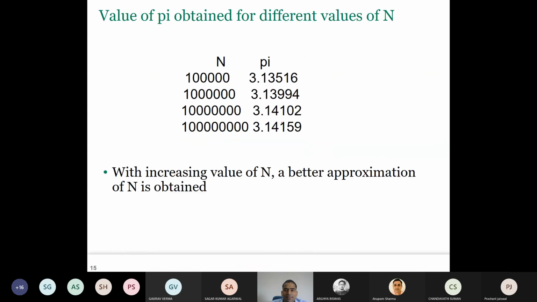So here you can see with increasing value of n, my estimate is getting better. It's not always the case that it will always get better, because afterwards it's a random number generation. So depending on what is the quality of the random number generated, sometimes it may even go down. But in general, it will be true that as you increase the value of n, your estimate of pi becomes better.